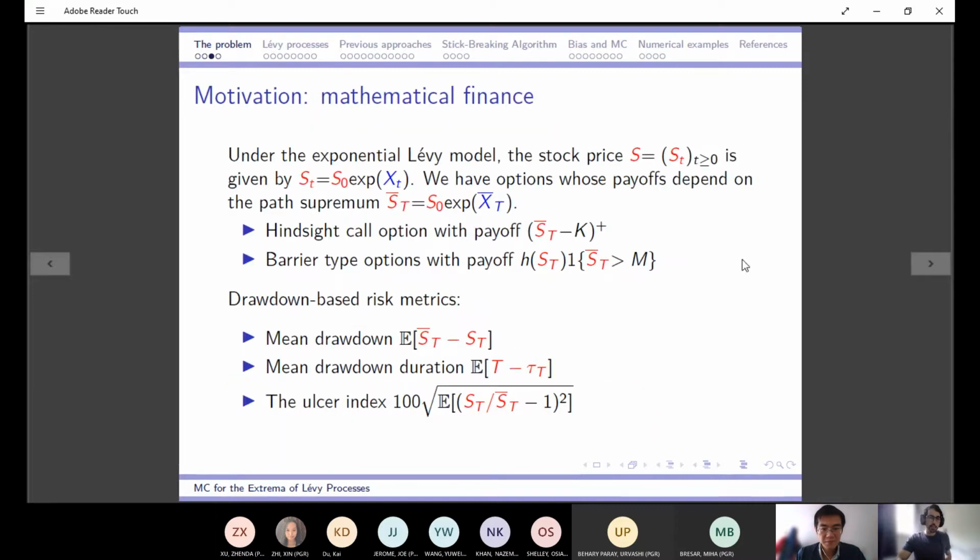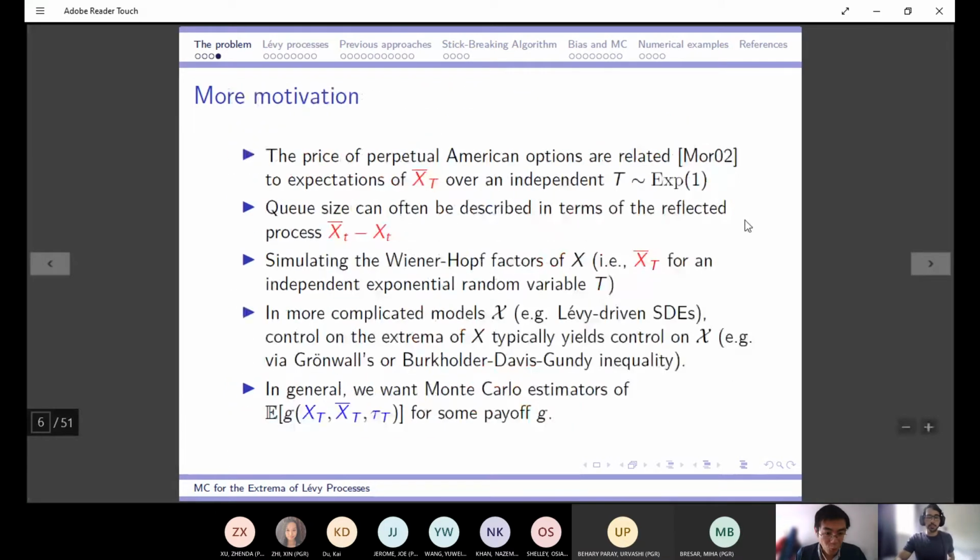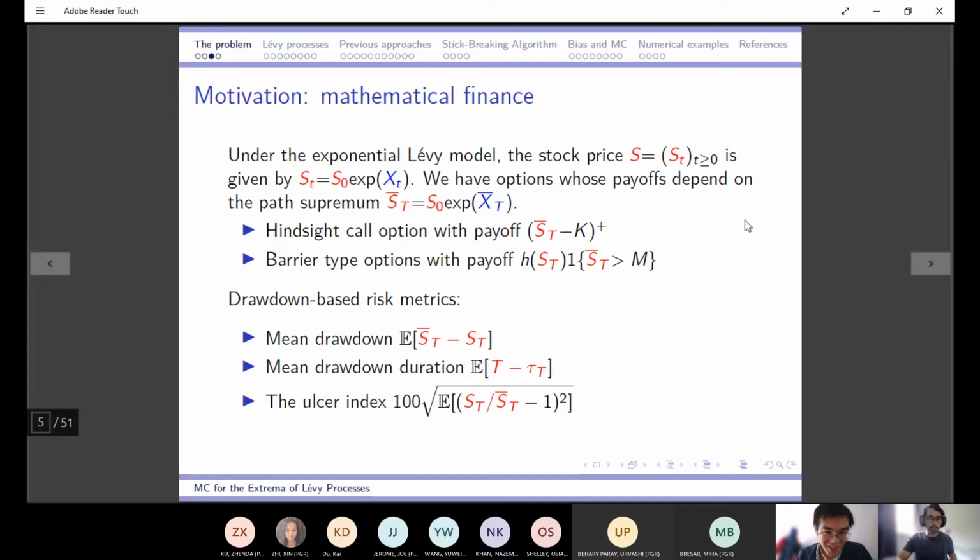It's also used under the real world measure to assess risks. So to measure, say, the mean drawdown or its duration or the so-called ulcer index, right? So in a way, this describes how much it can oscillate in a short period of time or in a given period of time, right? Need not be short. Sorry, what's this ulcer index? So what does this mean? Ulcer index? Yes, it's a measure of how much it drops from its previous maximum.